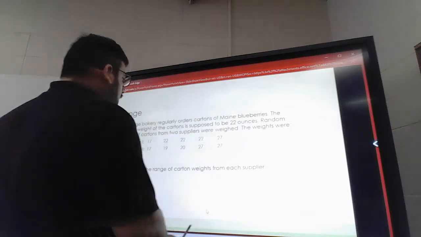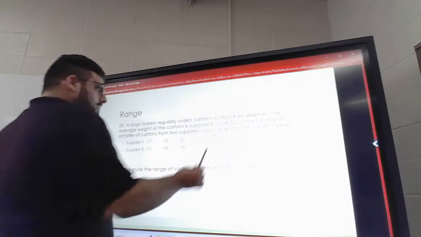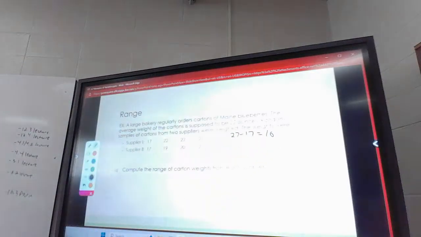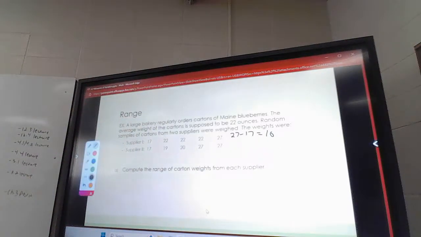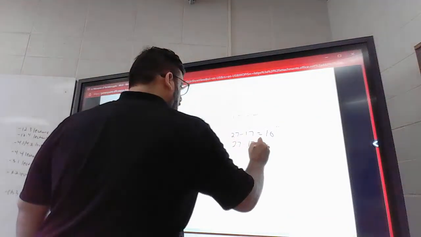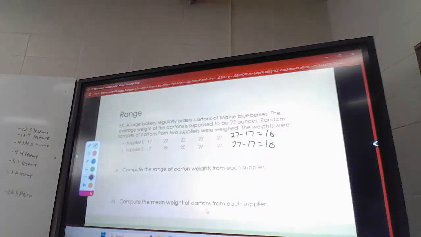So for supplier 1, here's my maximum, here's my minimum. So 27 minus 17, that's 10. Supplier number 2, same thing. Largest minus the smallest, they actually end up having the same range. Now compute the average of cartons from each supplier.